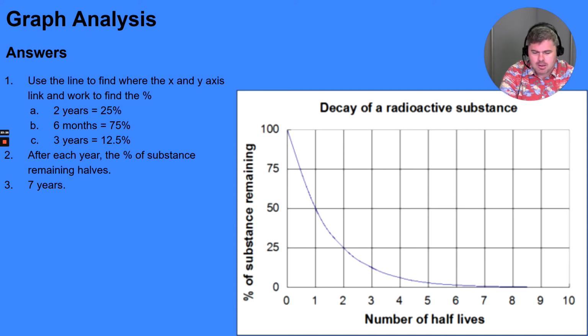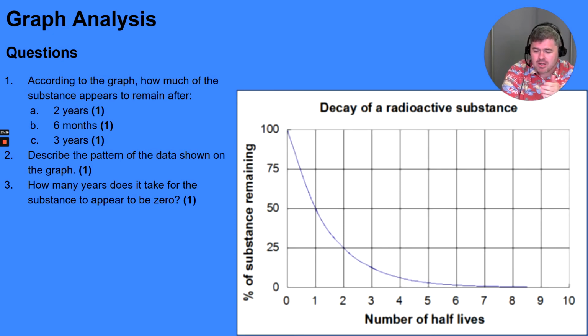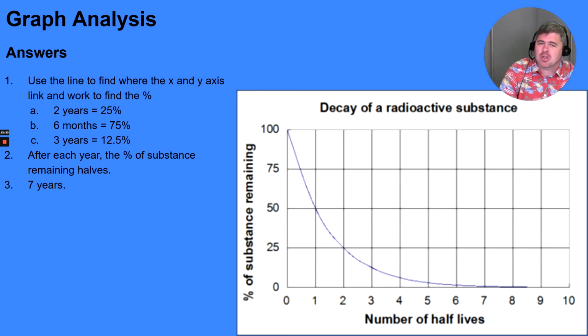All right. Now the last question is asking when does it appear to be 0? This style of graph is never going to actually reach 0, but it asks when does it appear to reach 0. And according to this graph, it's around about after 7 years.